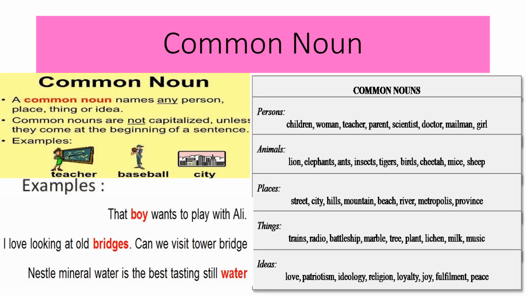Let's see what common nouns are. A common noun names any person, place, thing, or idea. Common nouns are not capitalized unless they come at the beginning of a sentence. Now, a few examples for common nouns are teacher, baseball, city. And an example sentence, you will see that the boy wants to play with Ali.